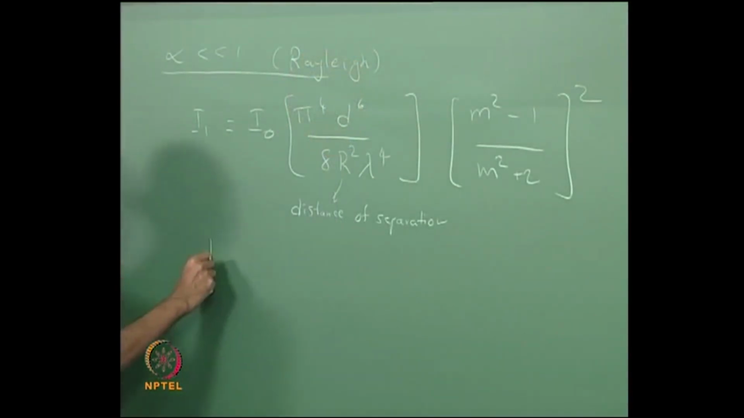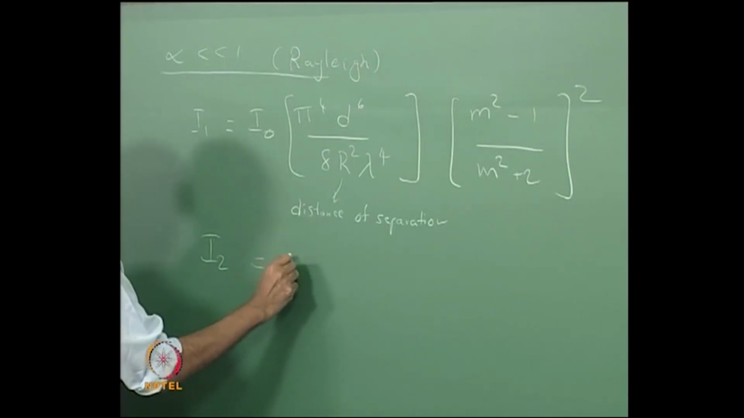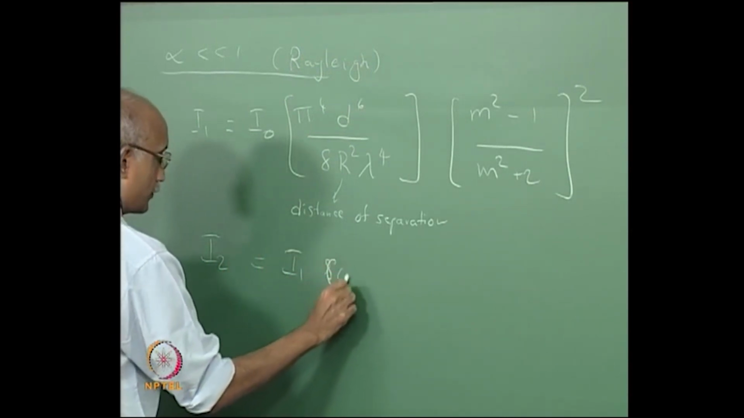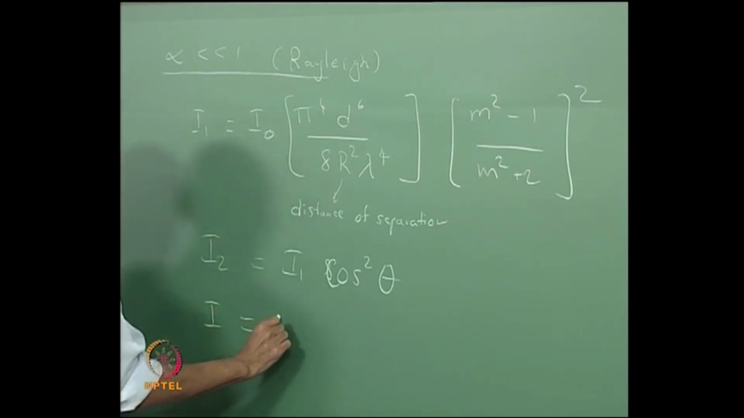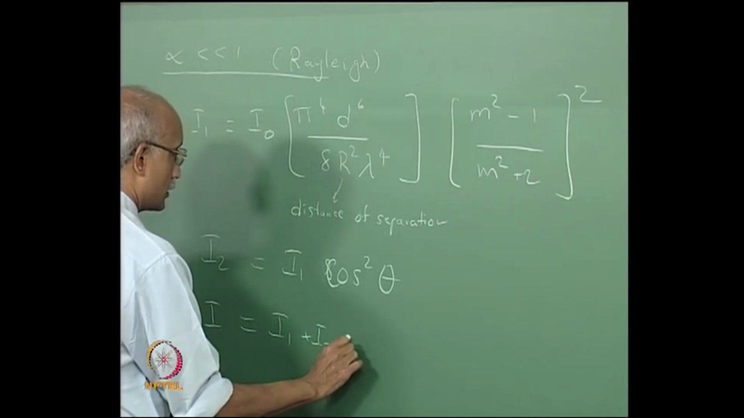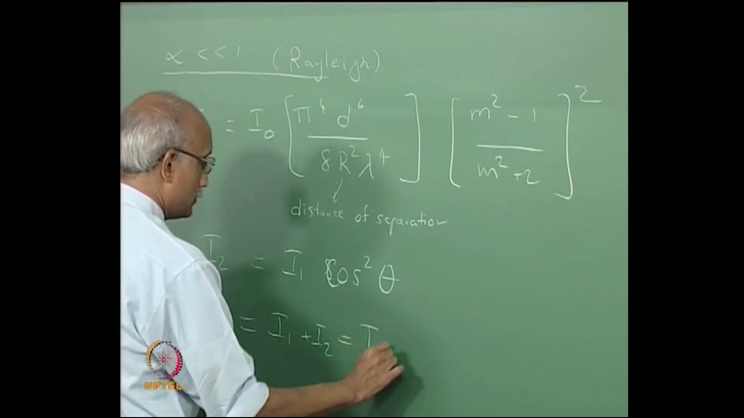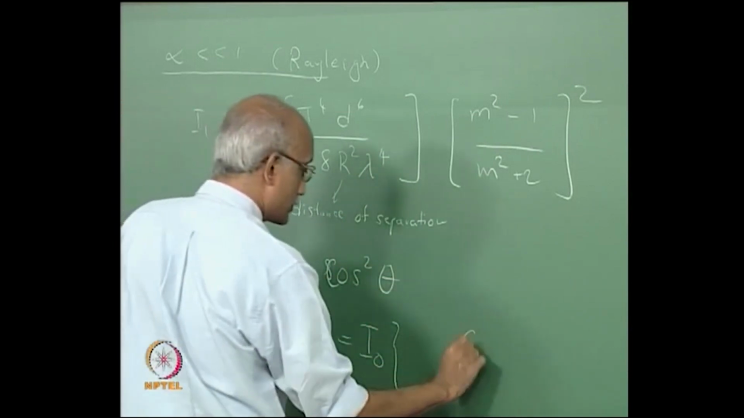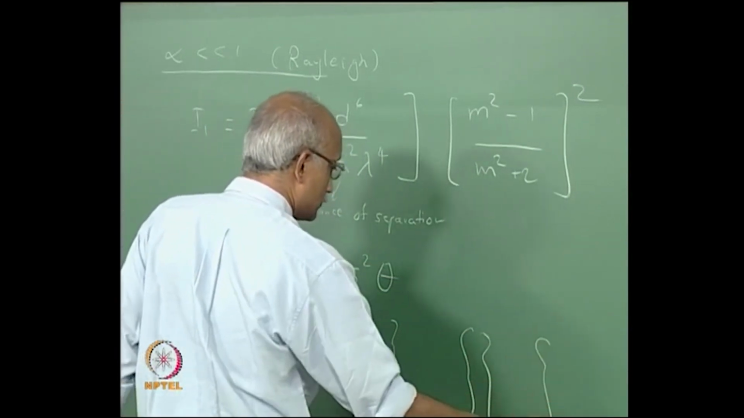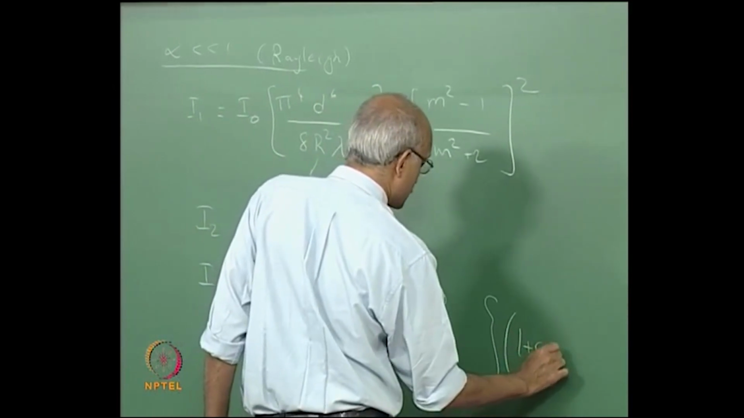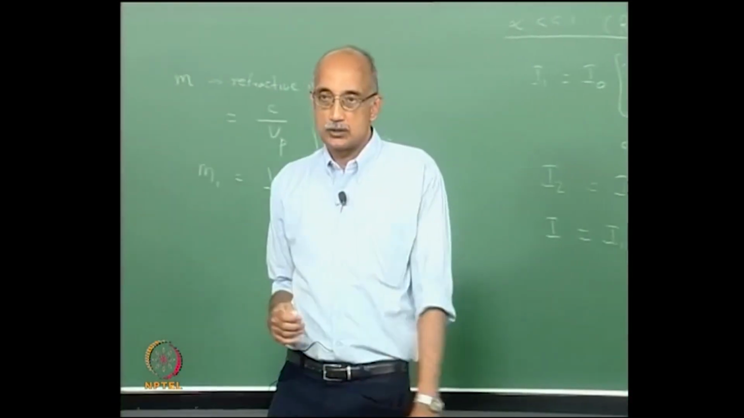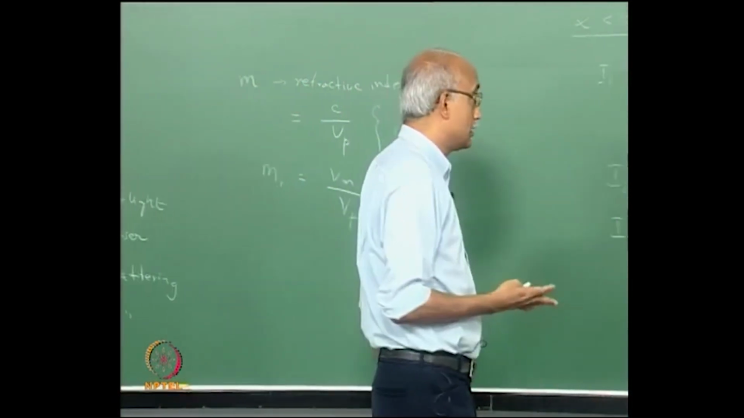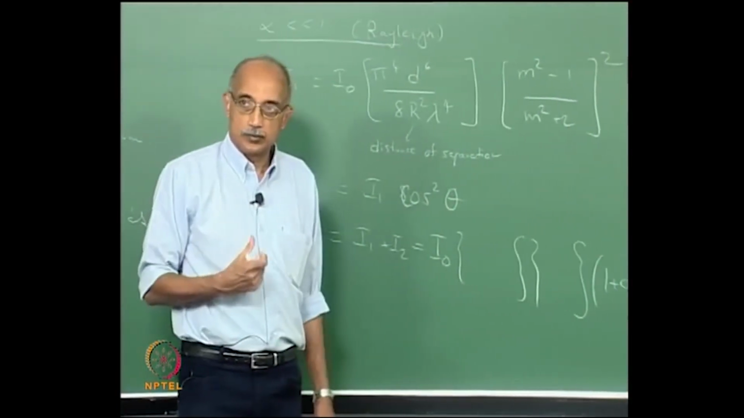Now, I2 is simply the same multiplied by a cos squared theta parameter. So, the theta dependence really comes in I2, and the total scattering intensity I, which is equal to I1 plus I2, is then given by I0 times these two terms times 1 plus cos squared theta. So, this is the overall expression for scattered light intensity from a spherical particle.